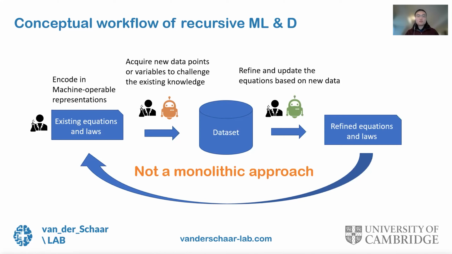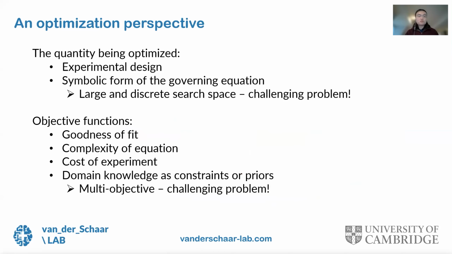And I want to highlight that this approach is a multifaceted problem, and it will require multiple components. We do not expect to have a monolithic algorithm to solve all the aspects. However, a helpful way to think about this whole problem is through the lens of optimization. So conceptually, we will treat it as an optimization problem, and the quantity being optimized is either the experimental design, which says which variables to collect and from whom to collect these variables, and also the symbolic form of the governing equation. However, both the experiment design and the symbolic form of the governing equation live in a large and discrete search space, and this is a very challenging optimization problem.